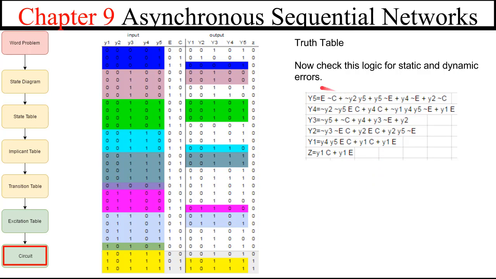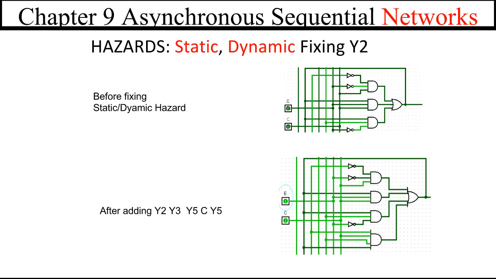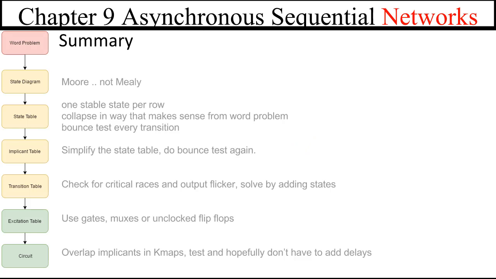This is the logic that came out of Logisim. And then I used this, just like I did in Design 2, to go off and build the Karnaugh maps and check for static and dynamic hazards by looking and making sure that all the implicants overlapped. And again, like Design 2, I found just one that needed to be added. So I'm going to show it to you working.